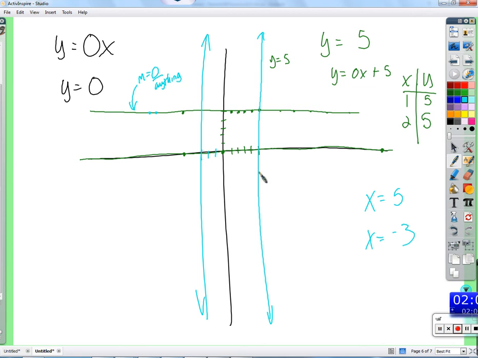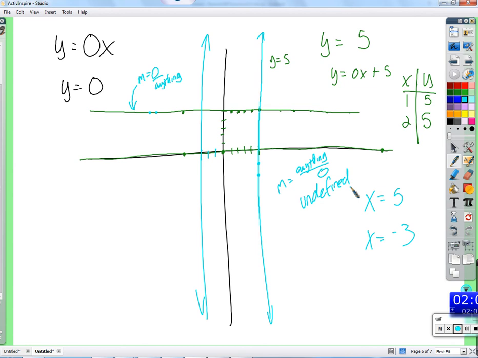So if we try to go from here to there on a vertical line, what's the rise? Well, whatever you want, because the run will always be zero. How do we call this undefined? Undefined, because you can't divide by zero. So we call this undefined.